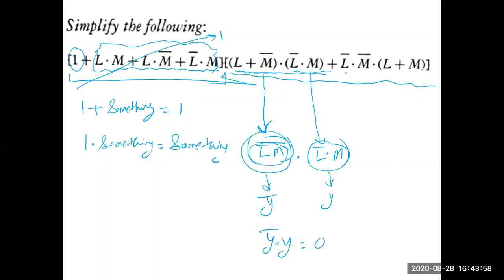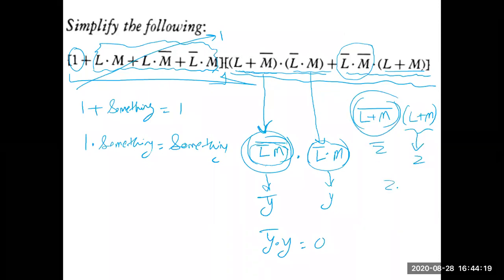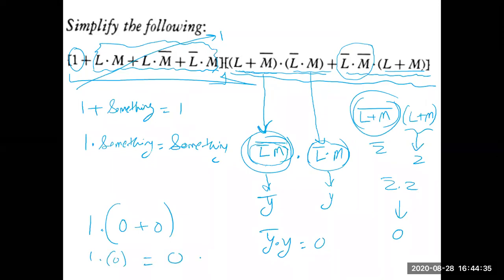Now come to this part. If I break this one, I can write this as L plus M bar, and this one is basically L plus M. Again the same thing, if I write this as Z, this one is basically Z bar. So Z bar into Z, that is 0. So basically your full expression is 1 in bracket 0 plus 0. So 0 plus 0 is 0, 1 dot 0 is 0. So your answer is 0.